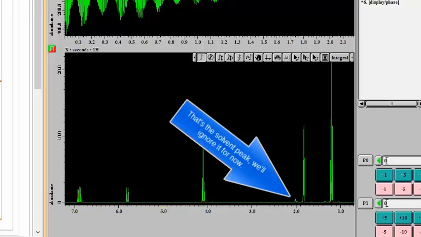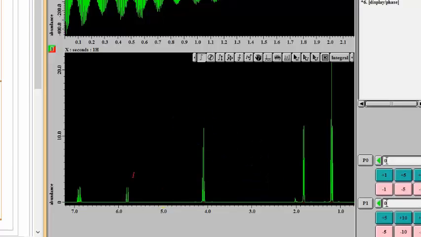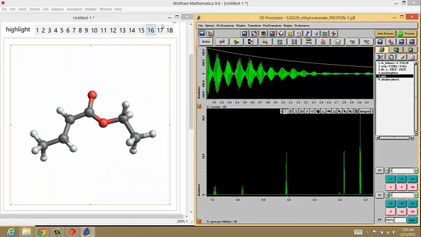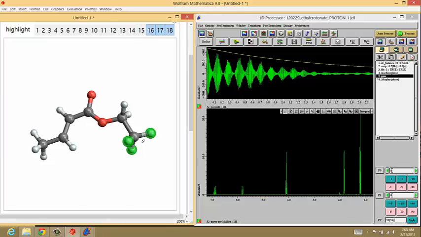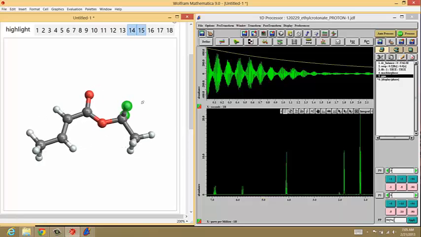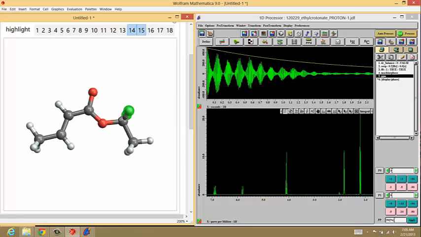And so we see 1, 2, 3, 4, 5 different signals in our NMR spectrum. If we take a look at our molecule here, we see that we've got one set of hydrogens on this CH3 group here, that those are equivalent. We've got this set of hydrogens, which are on the CH2 group next to an oxygen, and those two are equivalent.